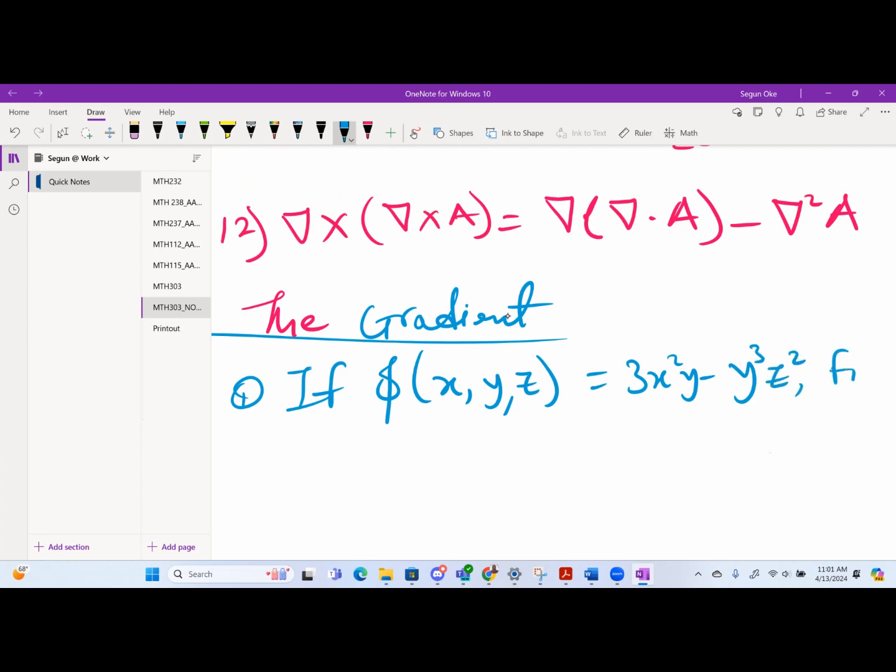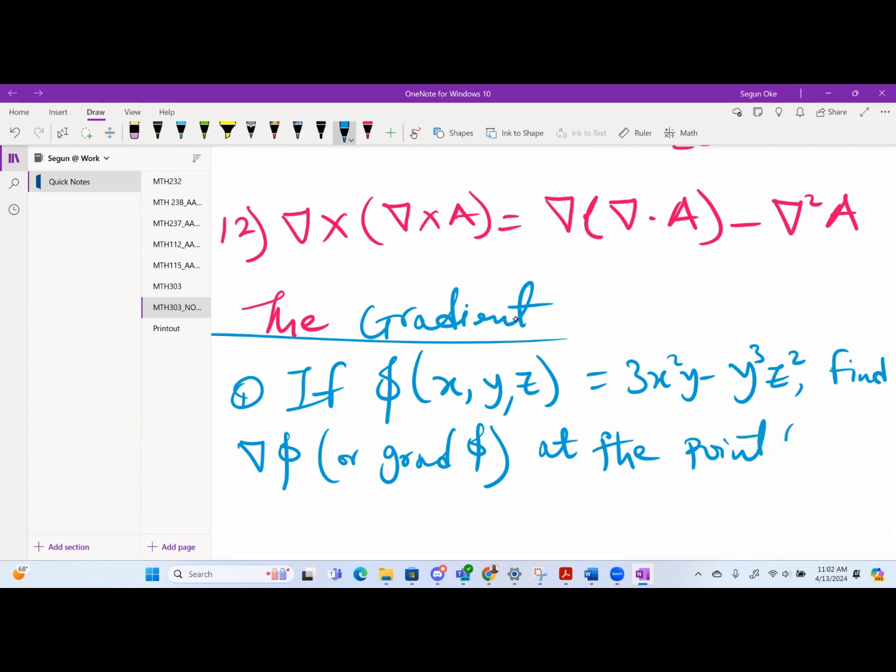The question says find del of phi, or grad phi, at the point (1, -2, -1). So what does it mean? How do we solve this one?